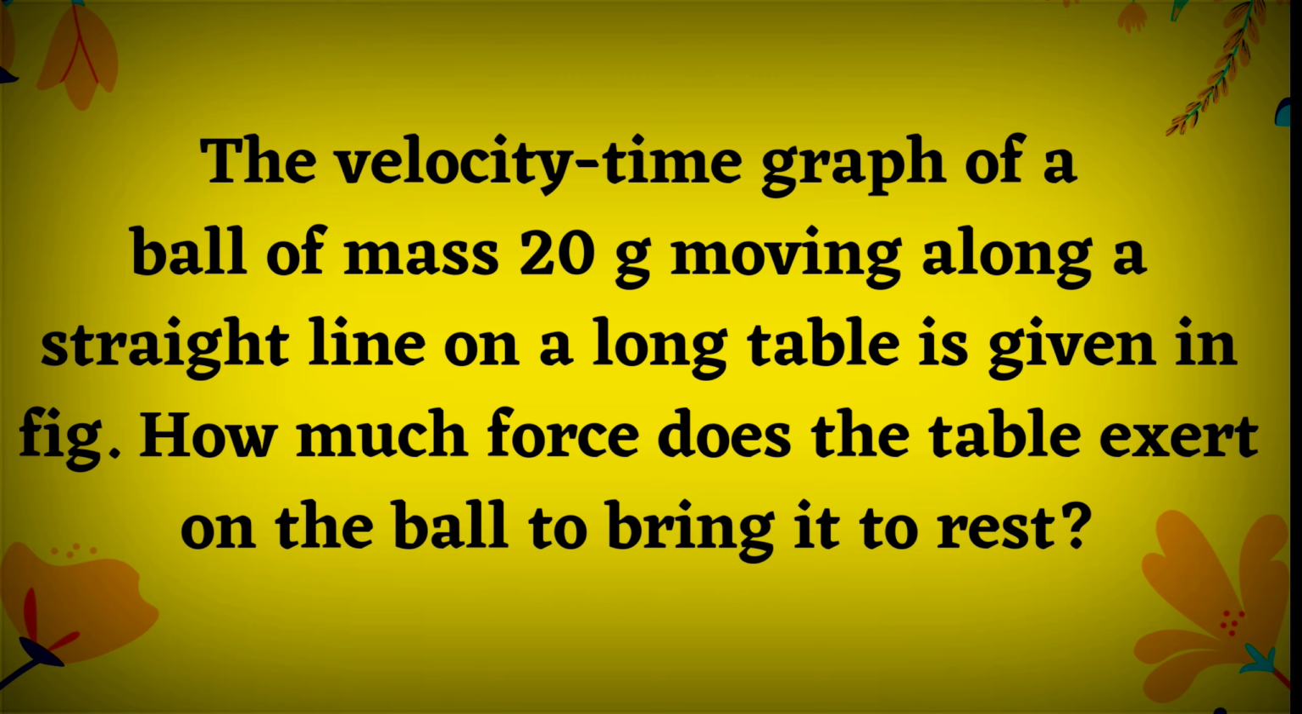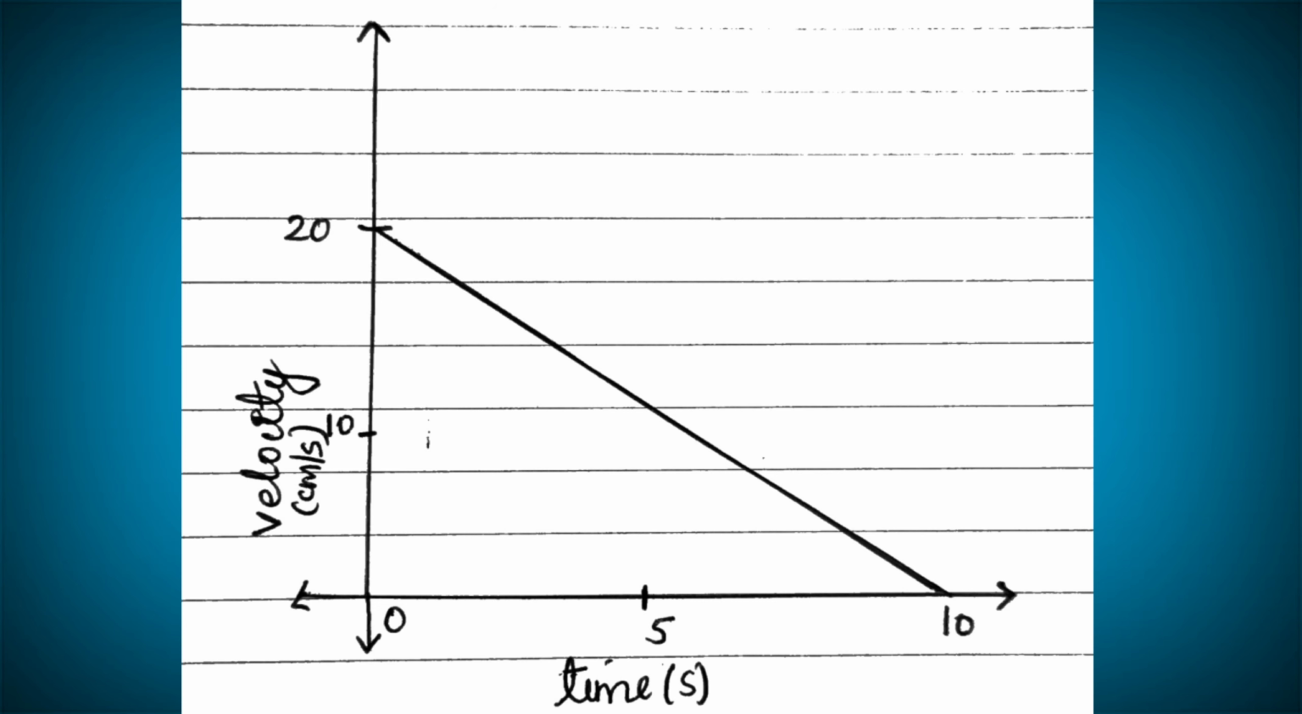So now let us go directly towards the graph. Here the velocity time graph is given. The most important thing you have to know is that the velocity is given in centimeter per second. If you don't know how to read the velocity time graph, you can refer to my previous video, where I have already discussed it. In this graph, the initial velocity is 20 centimeter per second, the final velocity is 0, and the ball takes 10 seconds to stop. Is it clear to everyone?